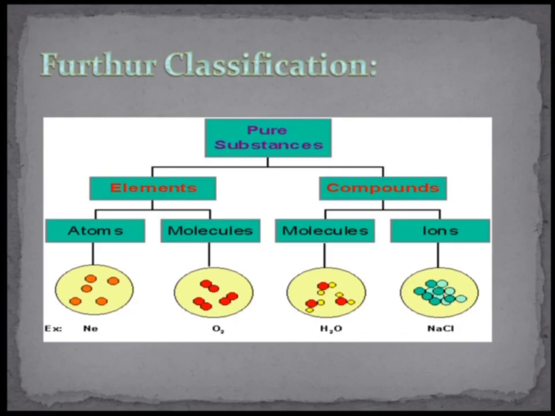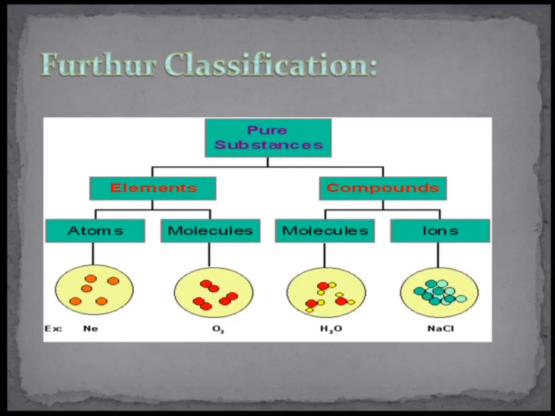And now we are going to see the examples of each type. For atoms of elements, the example is neon. For molecules of elements, the example is O2. In this, the same kind of atoms combine to form an O2 molecule. And for molecules of compounds, the example is water. In this, different kinds of atoms combine to form a water molecule. Two hydrogen and one oxygen atom combine to form a molecule of a compound.